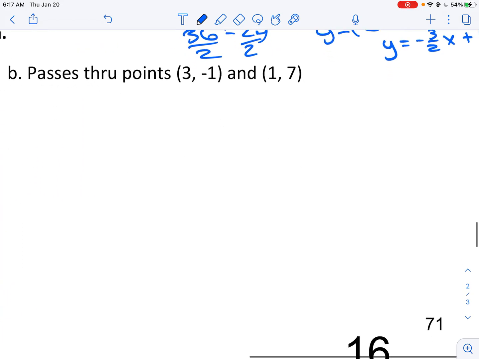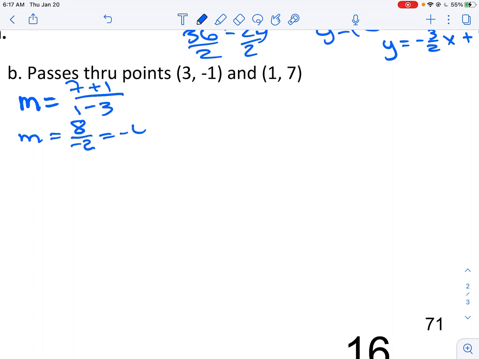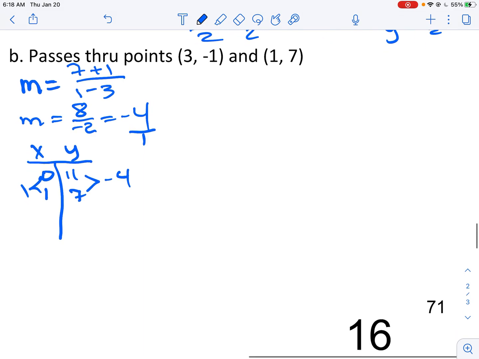So this one we have to find the slope. So if I find the slope, I do 7 minus a negative 1 over 1 minus 3. 8 over negative 2 equals negative 4. So if I do a table, I have 1, 7, and I was to go backwards. Okay, remember that's over 1. So if this goes up by 1, it's something minus 4 equals 7. Wouldn't that be 11?